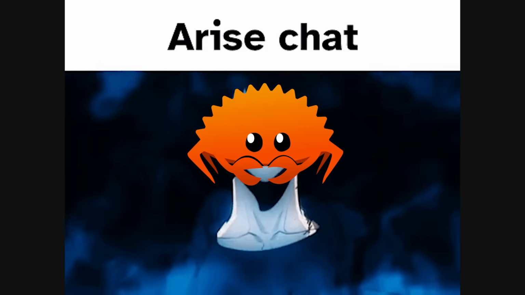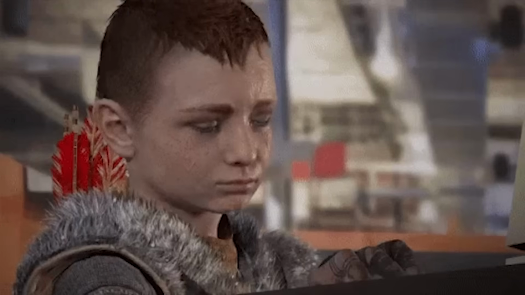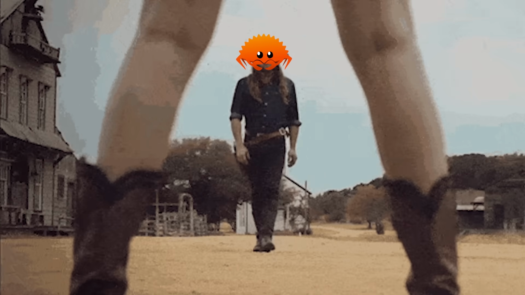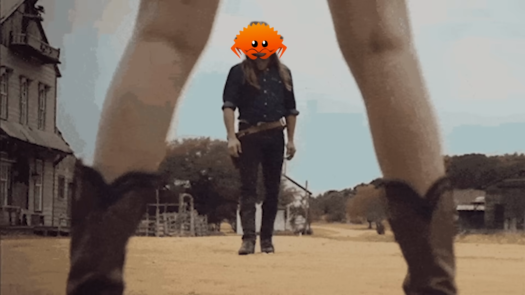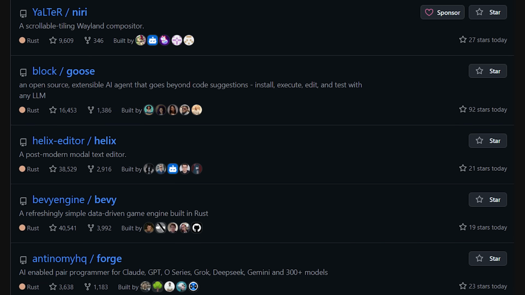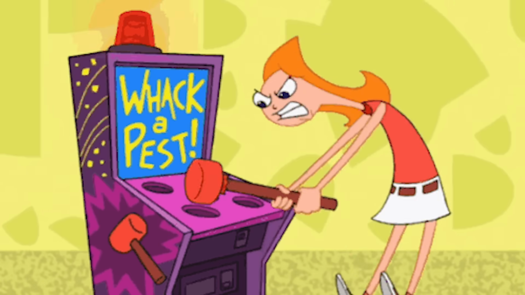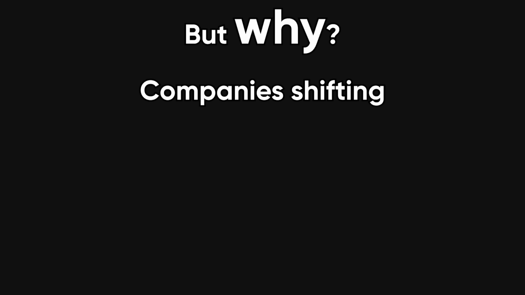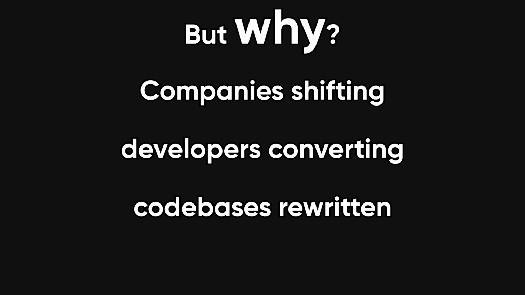So, Rust is rising. And not like, oh neat, a new trendy language kind of rise. More like, watch out C++, there's a new sheriff in town kind of rise. If you've been even remotely near a GitHub trending page or a Hacker News thread in the last few years, you've probably seen Rust's name popping up like an overly enthusiastic whack-a-mole. But why? Why are companies shifting, developers converting, and entire code bases being rewritten in something that sounds like it should come with tetanus?